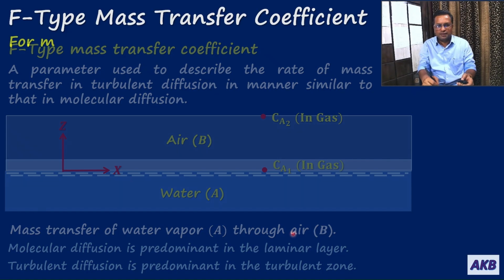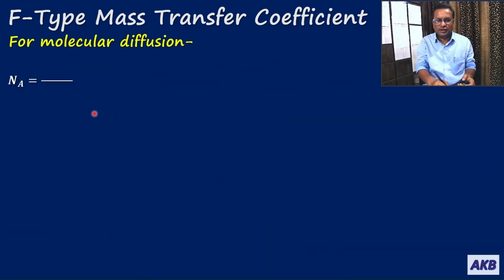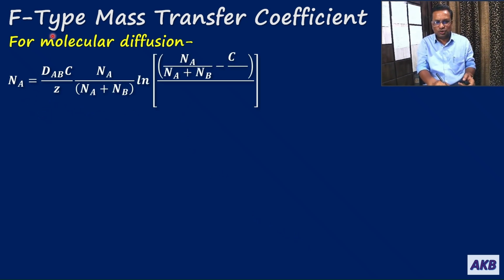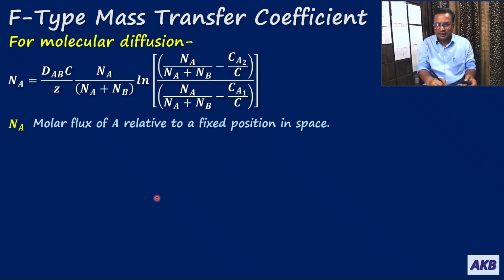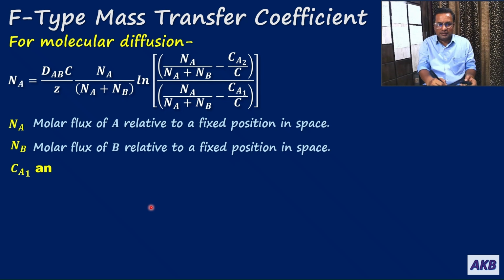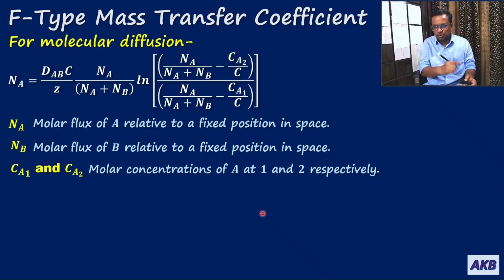Let us move ahead. Now for molecular diffusion, the equation that gives us rate of mass transfer is this one. I had derived it in my discussion on F-type mass transfer coefficient. So the equation is Na is equal to DabC upon Z into Na upon Na plus Nb into ln of Na upon Na plus Nb minus Ca2 upon C divided by Na upon Na plus Nb minus Ca1 upon C. In this case, Na is molar flux of A relative to a fixed position in space. Nb is molar flux of B relative to a fixed position in space. Then Ca1 and Ca2, these are molar concentrations of A at point 1 and 2 in the previous diagram.